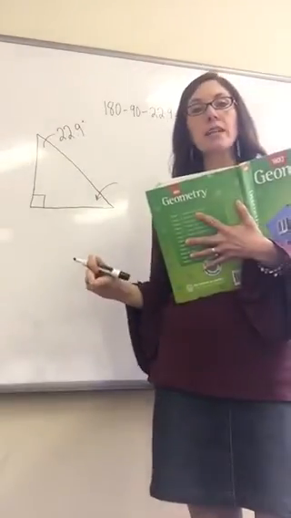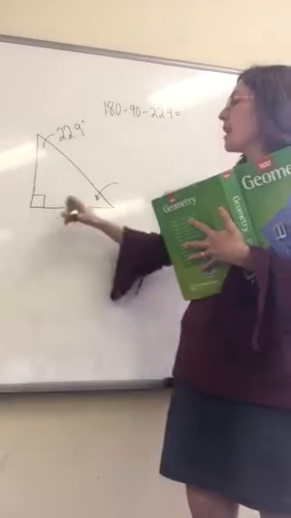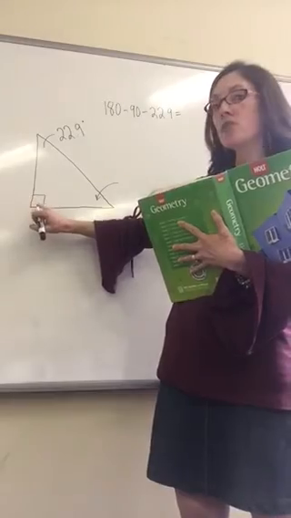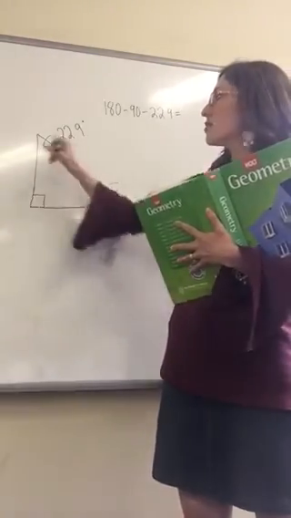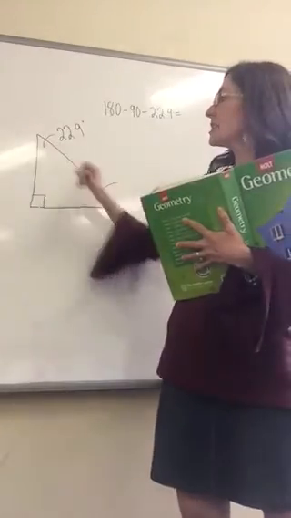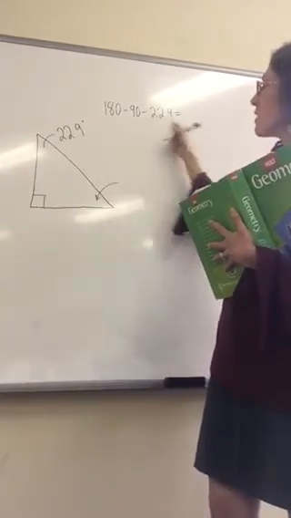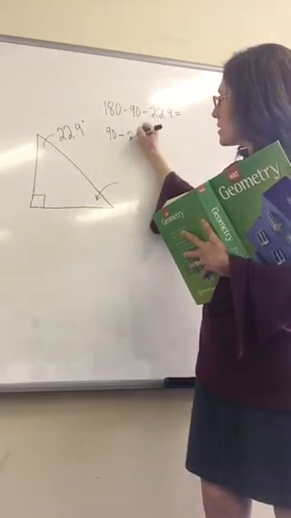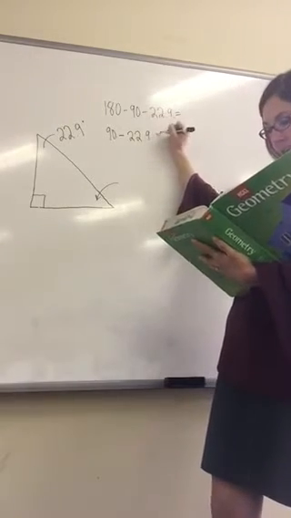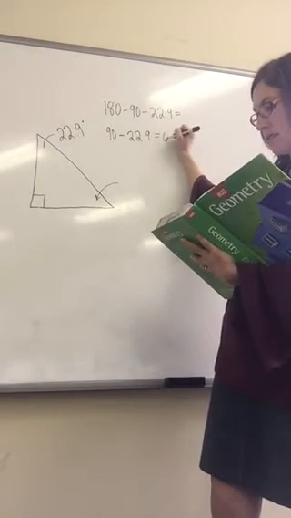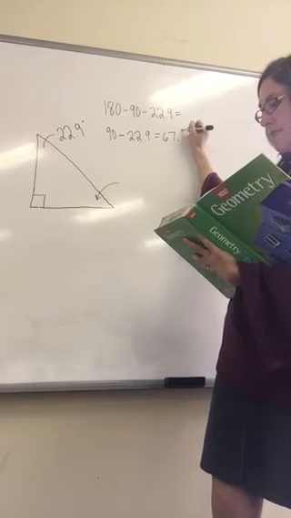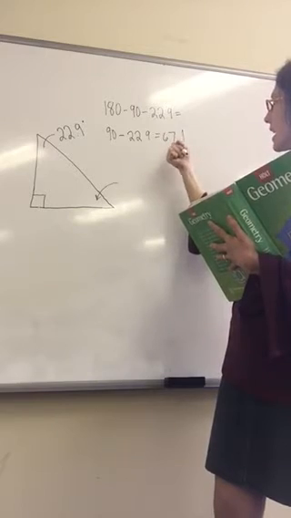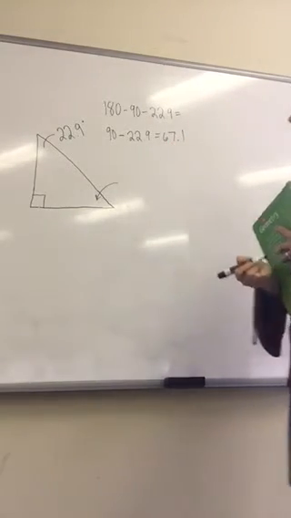An easier, shorter way to do this would be to remember the corollary we just looked at: when we have a right triangle, the other 2 angles are complementary. There's only 90 degrees left over to share between them. So instead of doing all of this, we could simply say 90 degrees minus 22.9, and the math on that is 67.1. Let's double check that. 67, 77, 87, 89, 90. Yes, there we go.